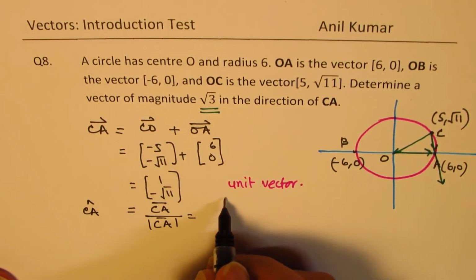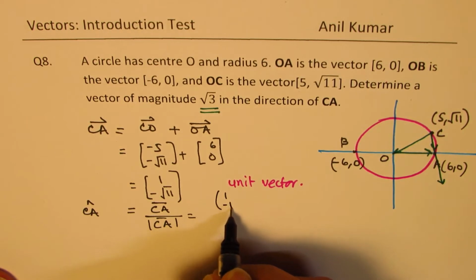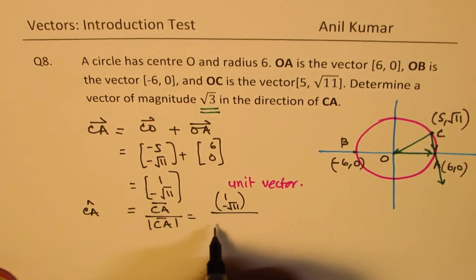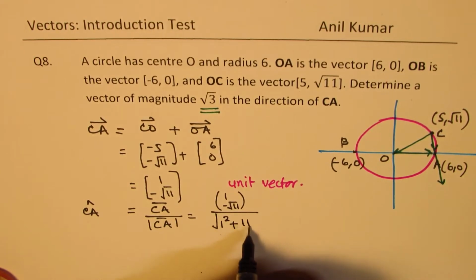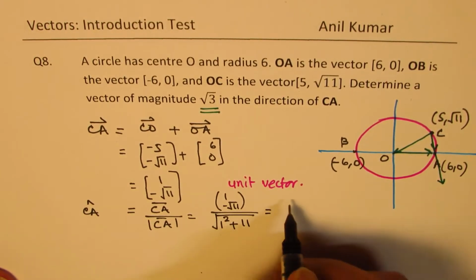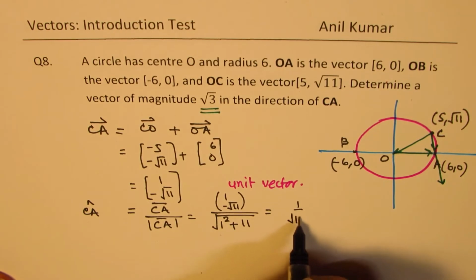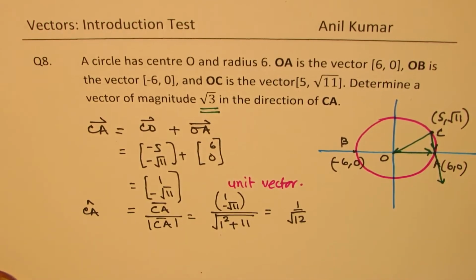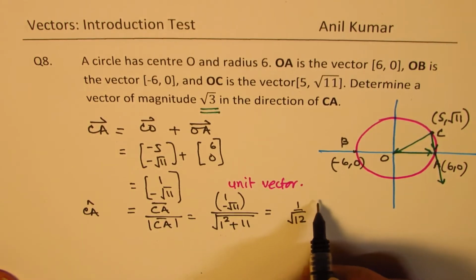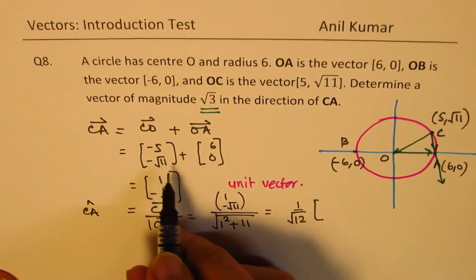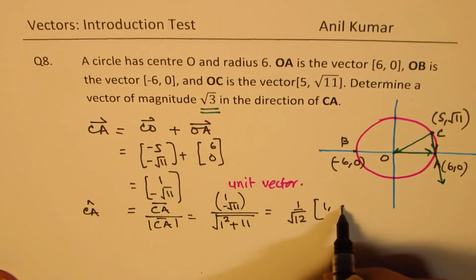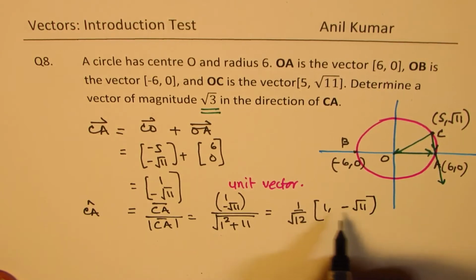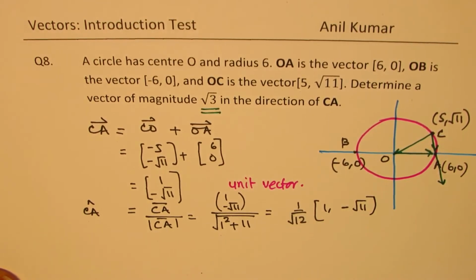So in this case, our vector is (1, minus square root of 11). We'll divide by the magnitude. That means 1 squared plus square root 11 squared, which is 11, right? So that means 1 over square root of 12. So 1 plus 11, which is square root of 12. So that becomes the unit vector times, we can write times like this, right? (1, minus square root 11). Clear? So that is how we could write this particular vector.